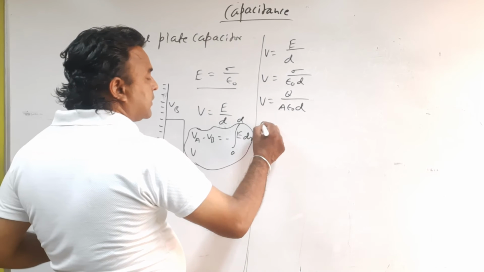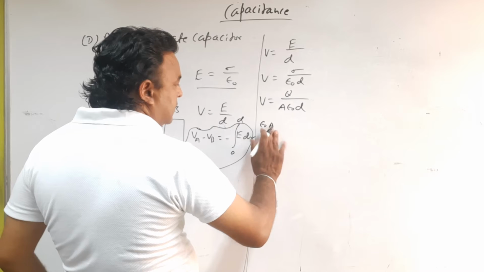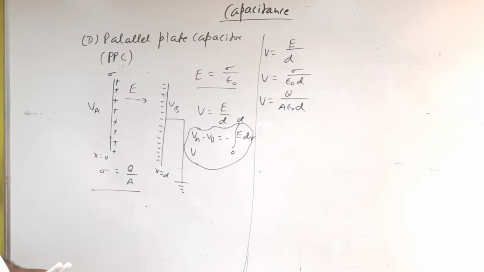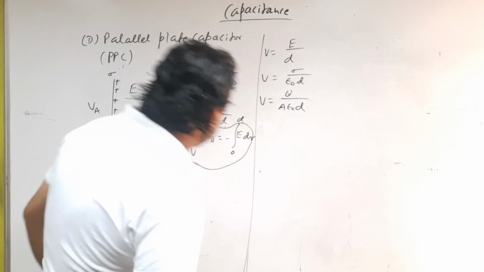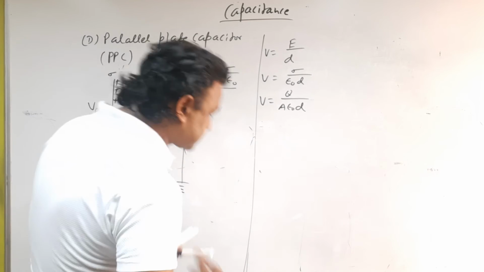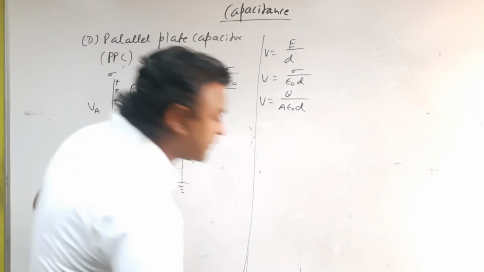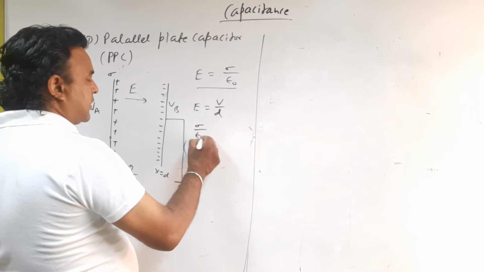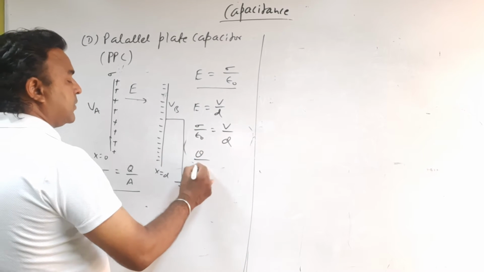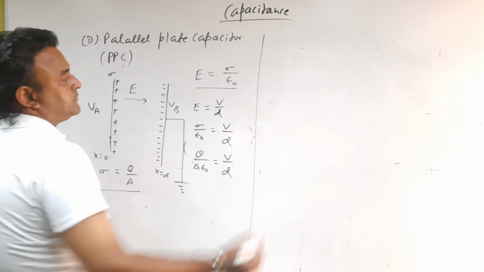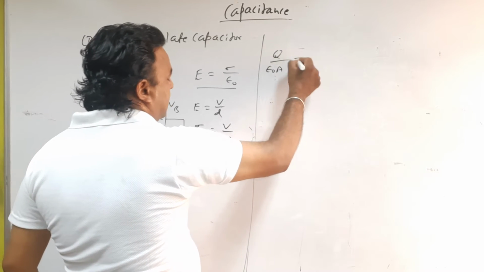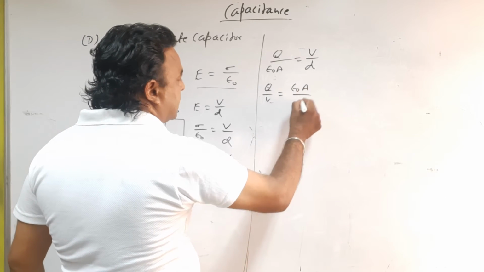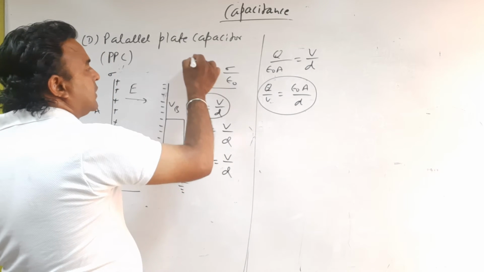Wait, here I have done a mistake. E is equal to V by d, then sigma upon epsilon naught equals to V by d, and sigma is Q by A, so Q upon epsilon naught A equals V by d, and I have Q by V equals epsilon naught A by d is the relation actually.